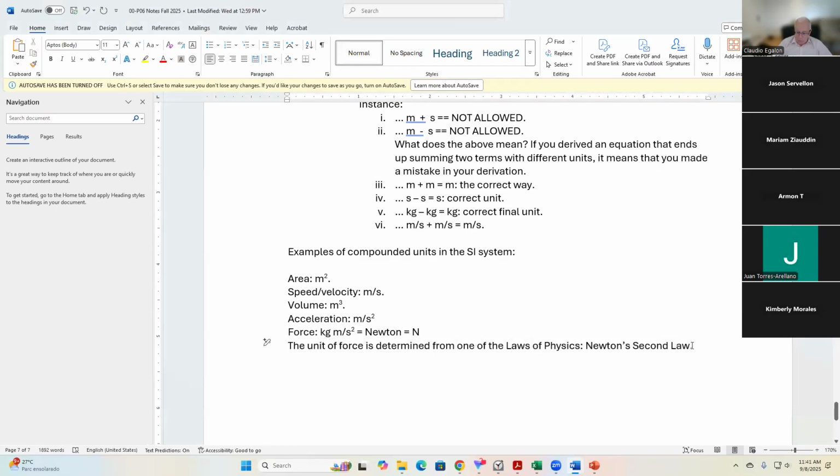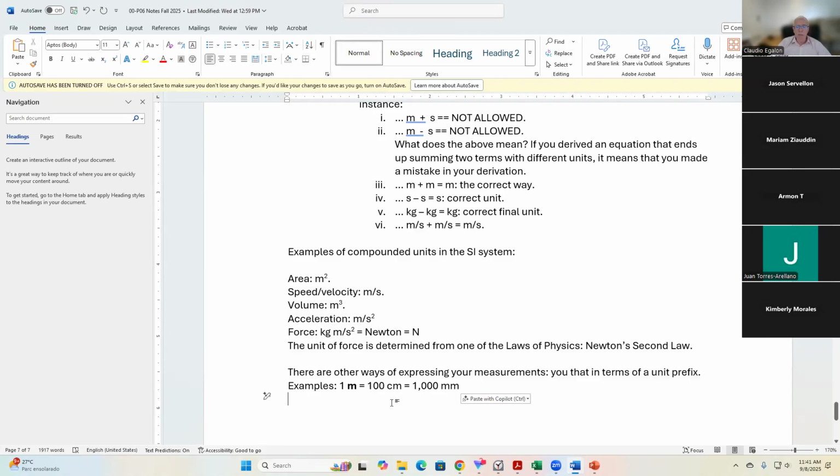What else do you have to know? Some of the things you may have already seen, I guess, right? There are other ways of expressing our measurements in terms of a unit prefix. Have you ever heard of the prefix? In terms of a unit prefix.